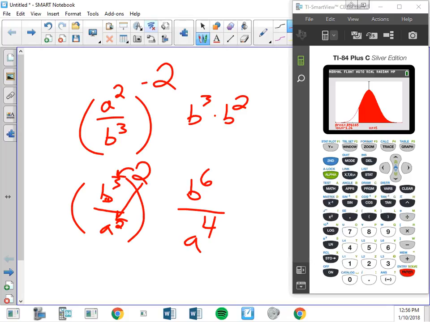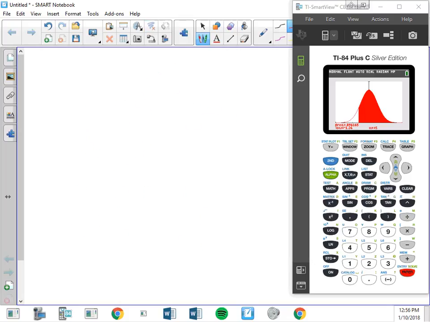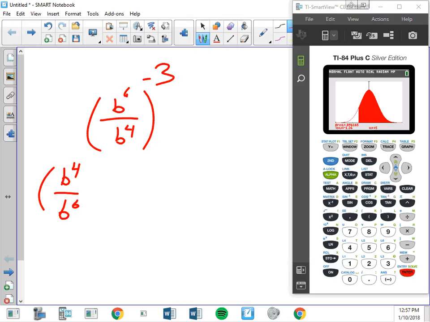Well, in this case, they're different. So I have b's and a's, I can't simplify. But if it was b to the 6th over b to the 4th, then you could subtract them. So let's try that. Let's do b to the 6th over b to the 4th, all to the negative 3. So I could flip: b to the 4th over b to the 6th raised to the 3rd, which is equal to b to the 12th over b to the 18th.